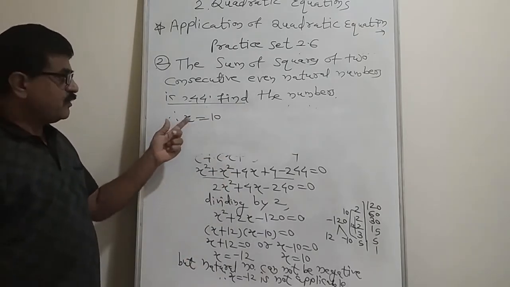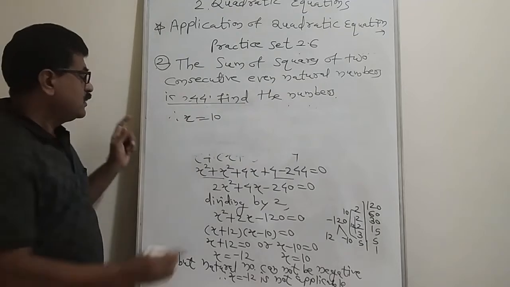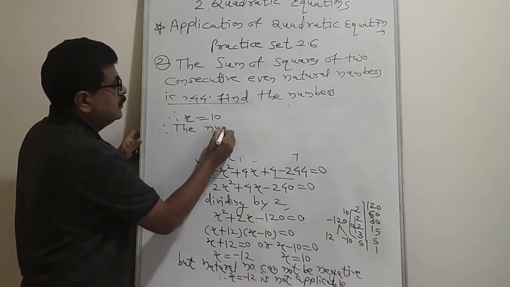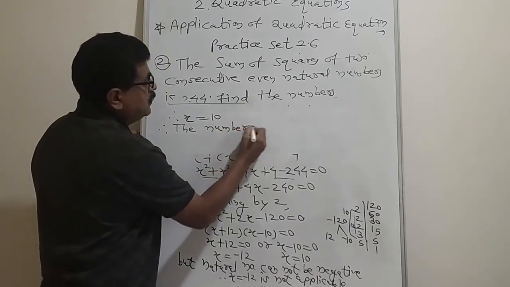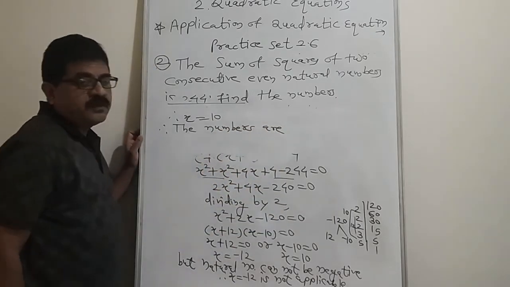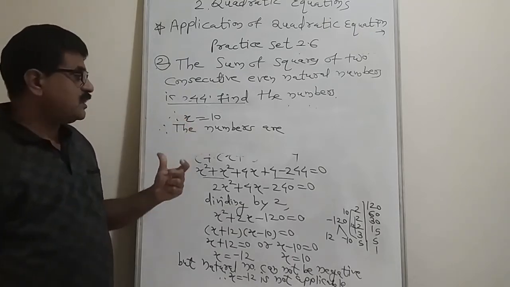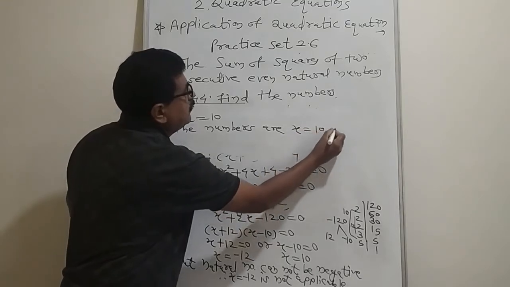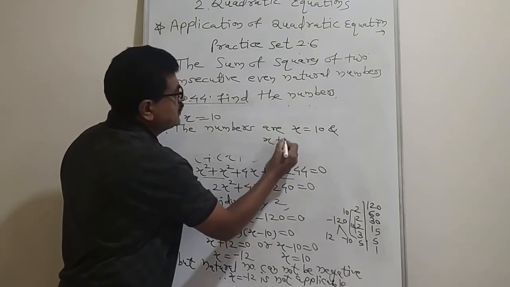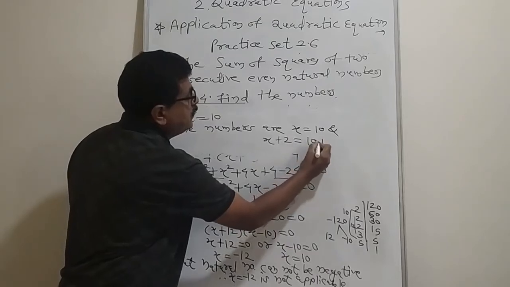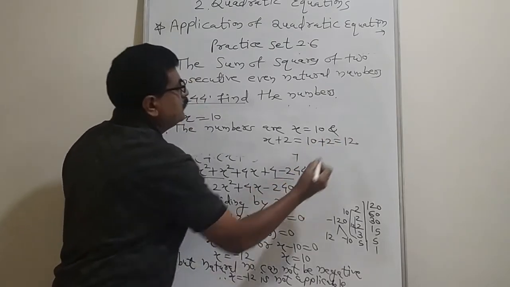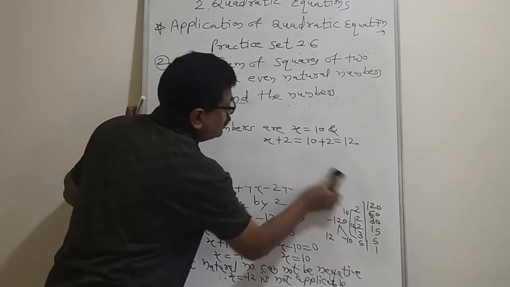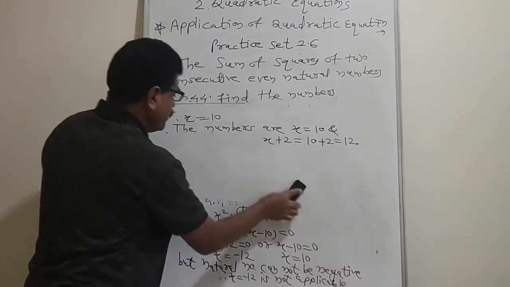And we have to find the numbers. Therefore the numbers are the first two consecutive even natural numbers: the first number is x is equal to 10 and the second number is x plus 2 is equal to 10 plus 2 is equal to 12. This is the answer. That is, the numbers are 10 and 12.